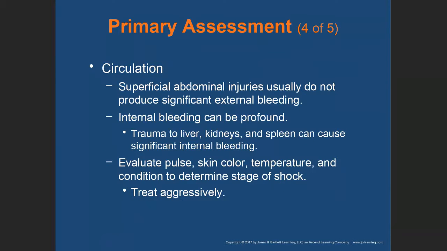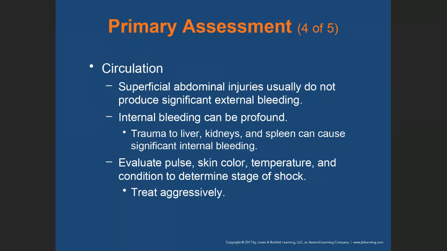Circulation. Superficial abdominal injuries usually do not produce significant external bleeding. Internal bleeding can be profound. So what is going to kill this patient is the internal blood loss. Rarely will they produce significant external bleeding, so internal bleeding can be significant. Trauma to the liver, kidneys, and the spleen can cause significant internal blood loss.